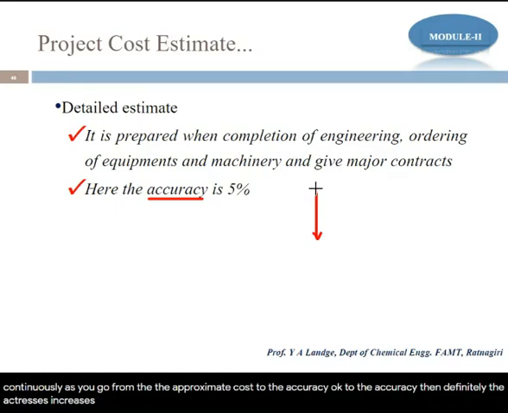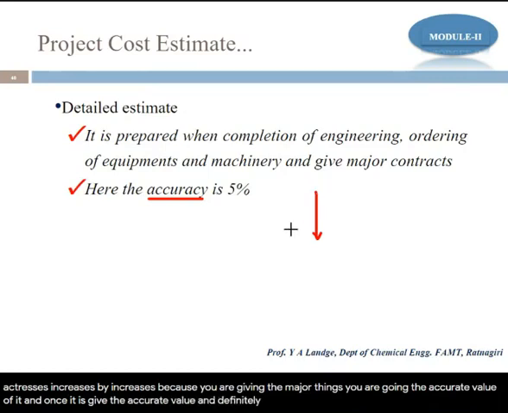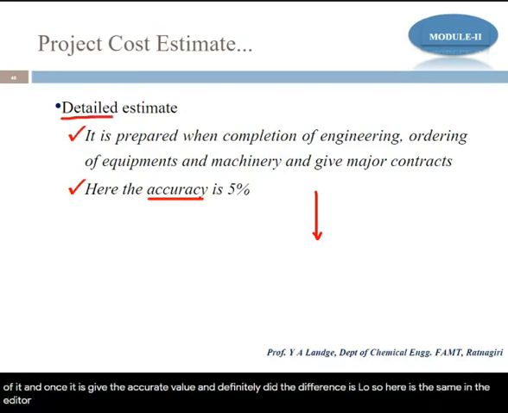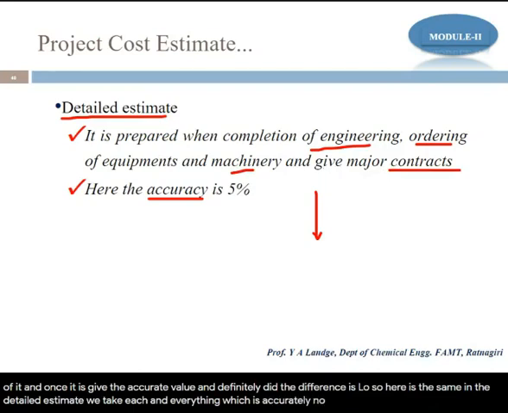Why does it increase? Because you are giving the major things, you are giving the accurate value of it, and once you give the accurate value, then definitely the difference is low. So here it is the same. In the detail estimate we take each and everything, of which we accurately know exactly what the value is.